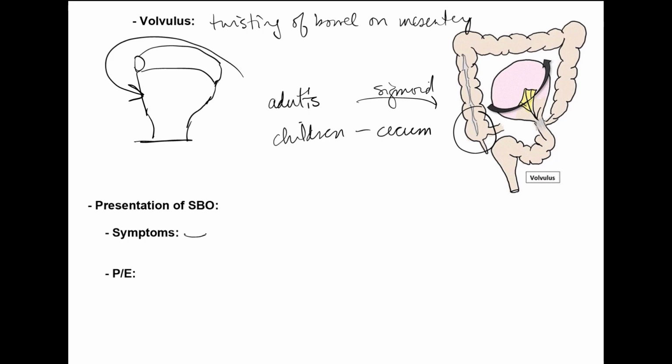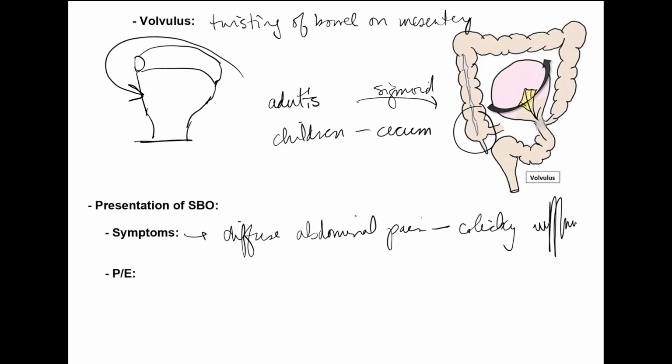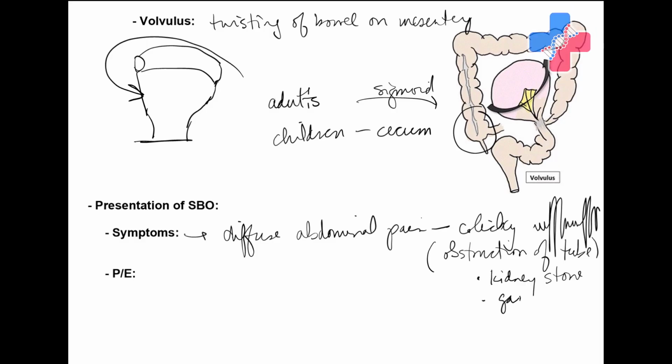Small bowel obstruction presents with abdominal pain, and this is a diffuse abdominal pain. The pain is colicky, which means that it waxes and it wanes. And this is something to see with an obstruction of any tube. Three disease associations of colic are kidney stones in the ureter, gallstones in the gallbladder, and small bowel obstruction. So colic is rather a magic word.